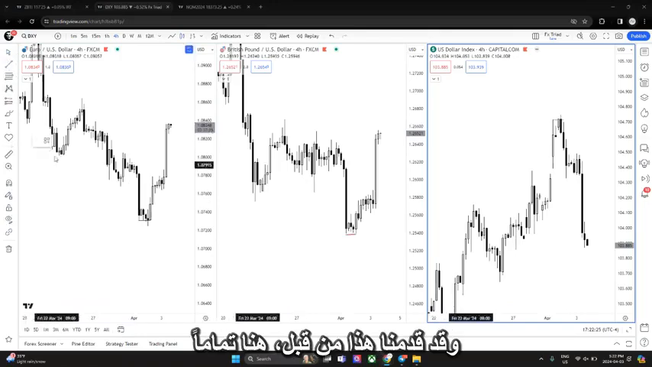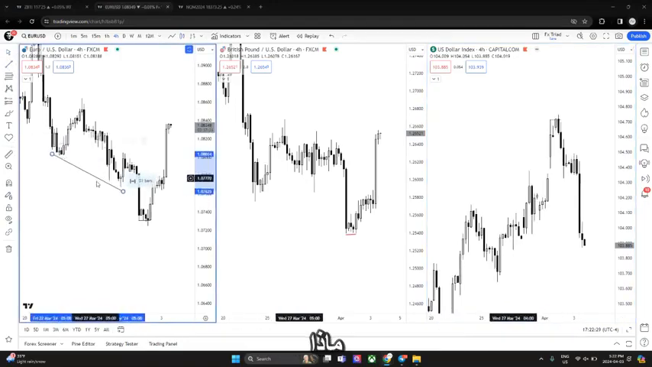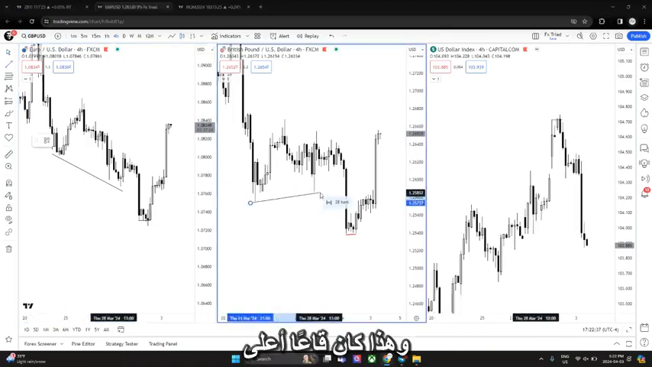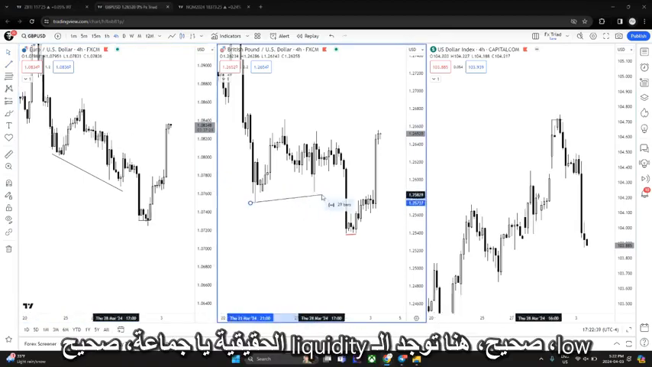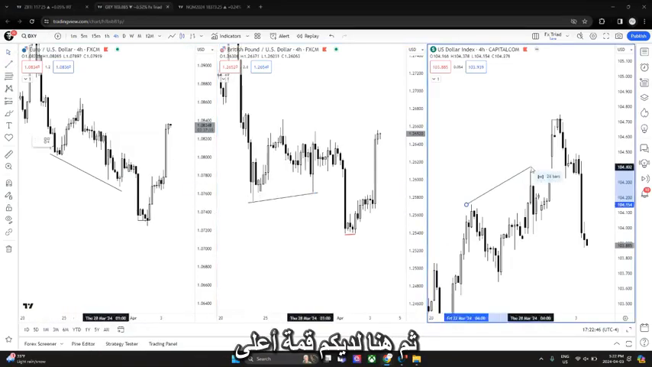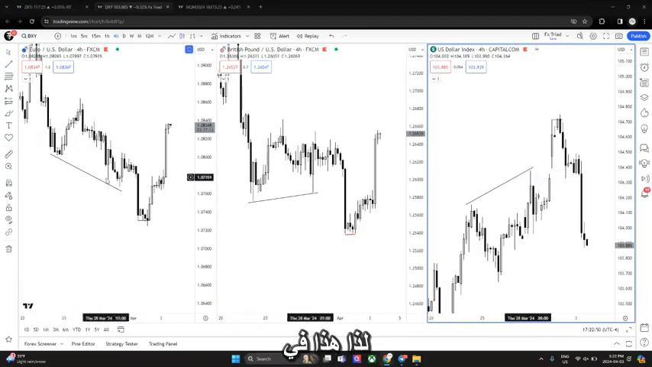Now we're going to look at that, and we've introduced this before. Right here, what do you see? This was a lower low. This was a higher low. This is where real liquidity is found, everyone. And then here you have a higher high.